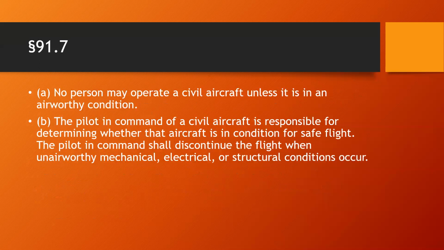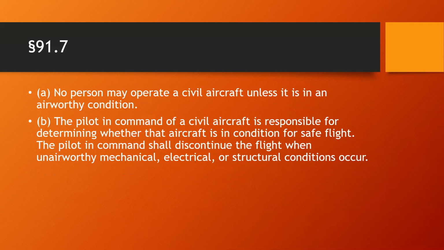All right, part 91.7. No person may operate a civil aircraft unless it is in an airworthy condition. The pilot in command of the aircraft is responsible for determining whether that aircraft is in a condition safe for flight. The pilot in command shall discontinue the flight when an unairworthy mechanical, electrical, or structural condition occurs. So this rule basically is kind of getting at the idea of a pre-flight check. So before you go fly, you are basically required to do a pre-flight check of the aircraft to make sure that it's in a safe condition for flying.